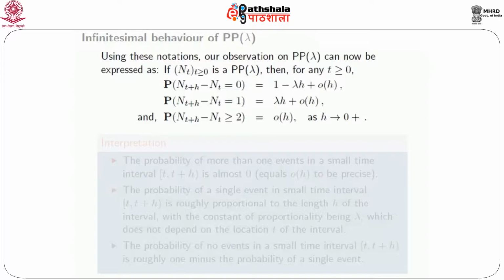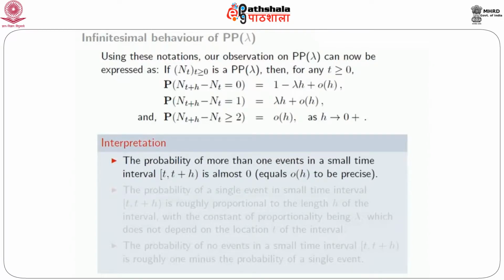The probability of more than one event in a small time interval t to t plus h is almost 0. That's the last fact. That is, the probability that N_{t+h} minus N_t is greater than or equal to 2 is little o of h. That means it goes to 0. Of course, this says more than that. It says that this divided by h goes to 0. That means it goes to 0 at a rate faster than h, but nevertheless it's almost 0, equal to little o of h to be precise. So that's as far as the probability of having two or more events is concerned.